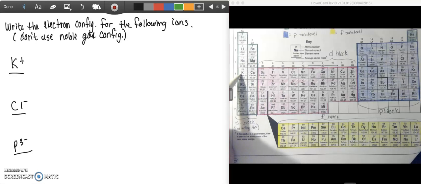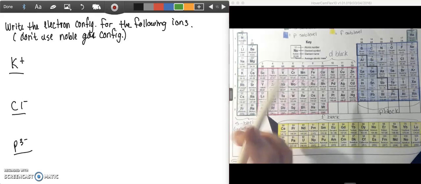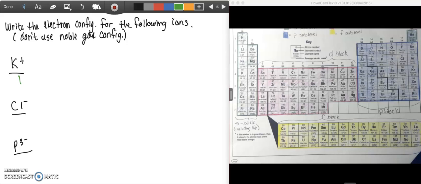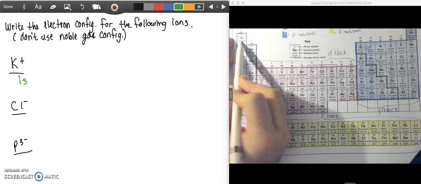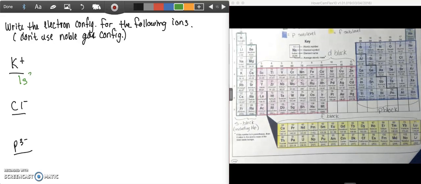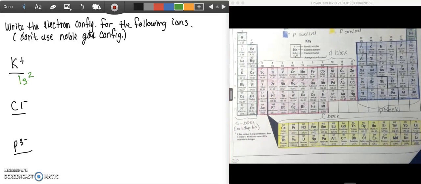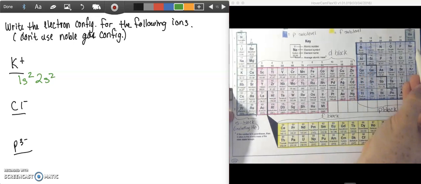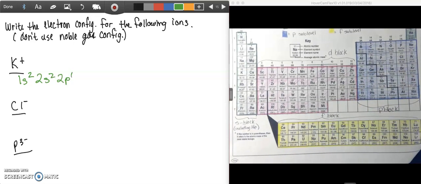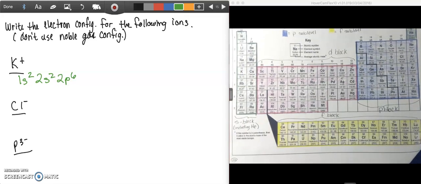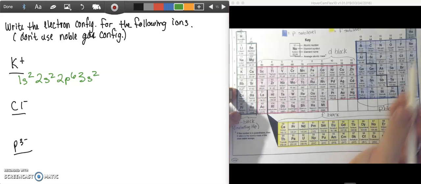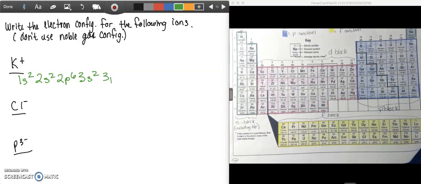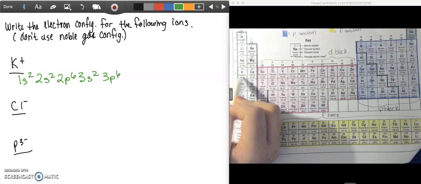So let's start with potassium. Let's write the neutral electron configuration for potassium, and then we will write the ion notation for it, okay? So let's go through the process here. We start with 1s. So we got 1s1, 1s2, 2s2, 2p6, 3s2, 3p6, and then finally 4s1.